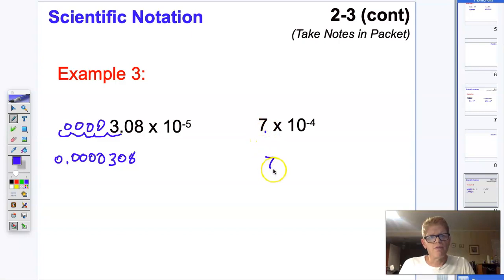In this one, we're moving our decimal point back 4 spaces, so it starts here. We're going to move it back 4 spaces, which means we'll go 1 over, and then 1, 2, 3 more for 0.0007.